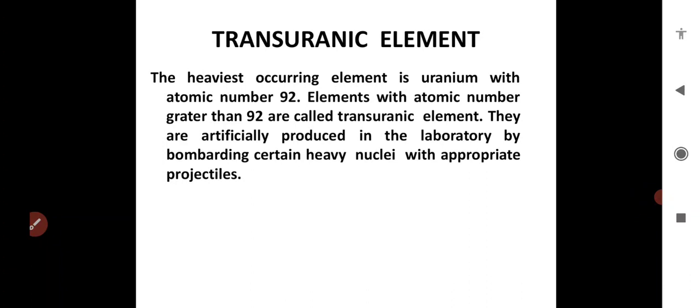Next we move on to transuranic elements. Why is it called transuranic? We all know that the heaviest naturally occurring element is uranium, having the highest atomic number, that is 92. Elements with atomic number more than 92 are known as transuranic elements. They are artificially produced in the laboratory by bombarding certain heavy nuclides with appropriate projectiles.